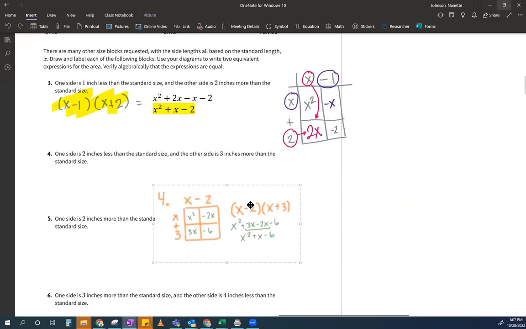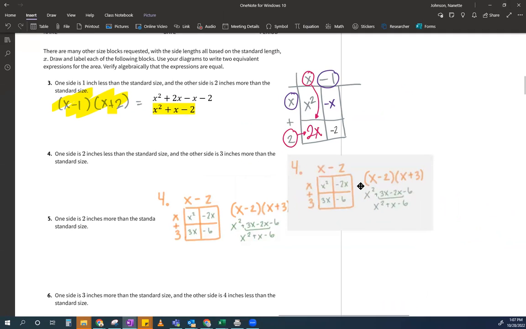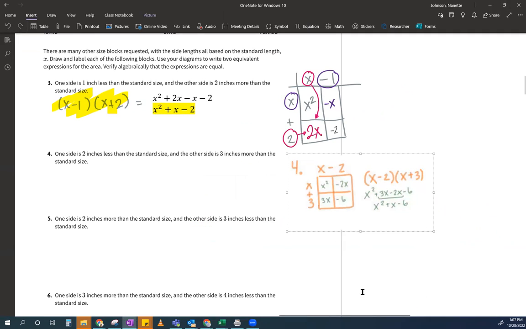Let me scooch this over because that's number 4. So is everybody comfortable with this? Any questions on this? So if you have this box here, you're just writing an expression and simplifying anything that are like terms, right? Okay, very good.